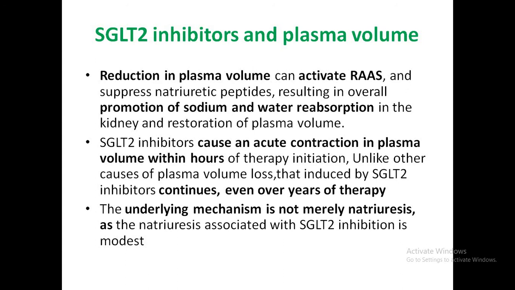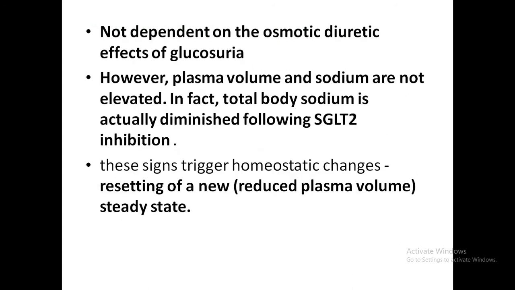SGLT2 inhibitors will cause an acute contraction in plasma volume within hours of therapy initiation. And it continues even over years of therapy. The underlying mechanism is not merely natriuresis, and the mechanism is not fully understood, and it is not dependent on the osmotic effects of glucosuria.